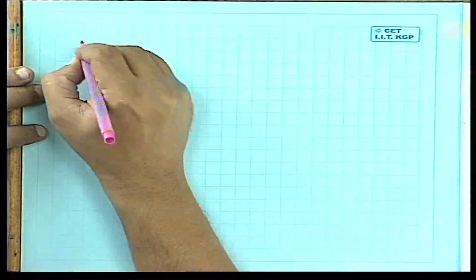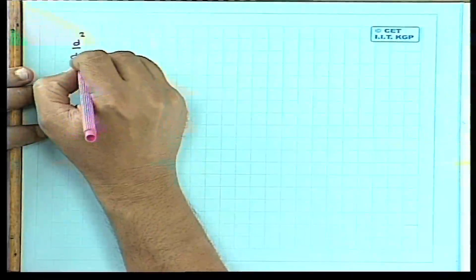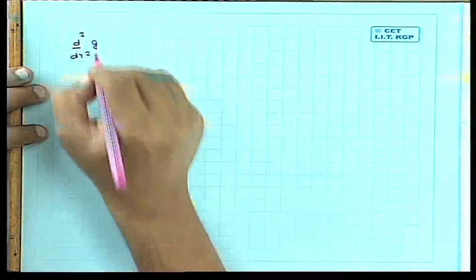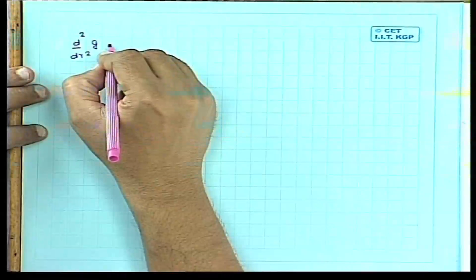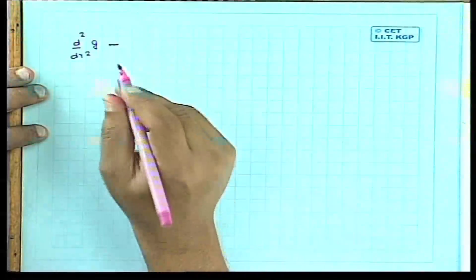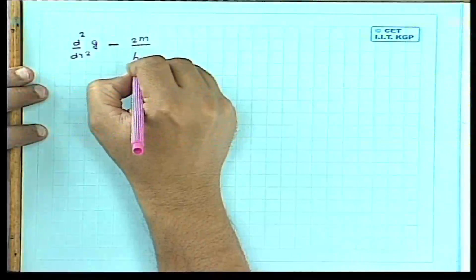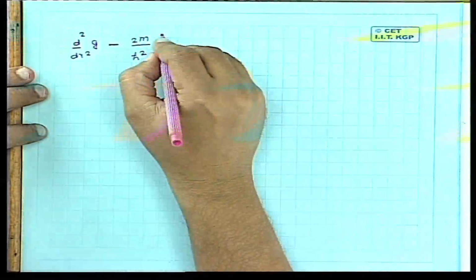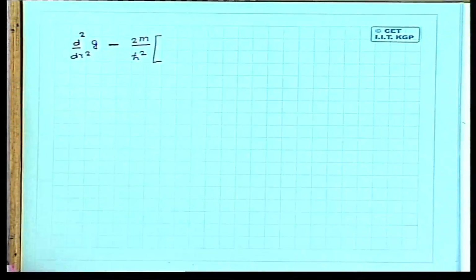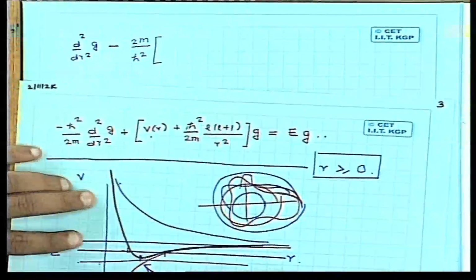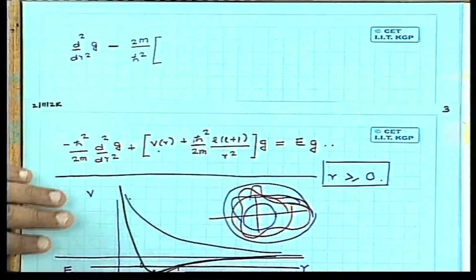So the equation is d square dr square g minus 2m by h cross square, and then we have the potential. So this is the equation I am writing down. So we can put in the form of the potential.